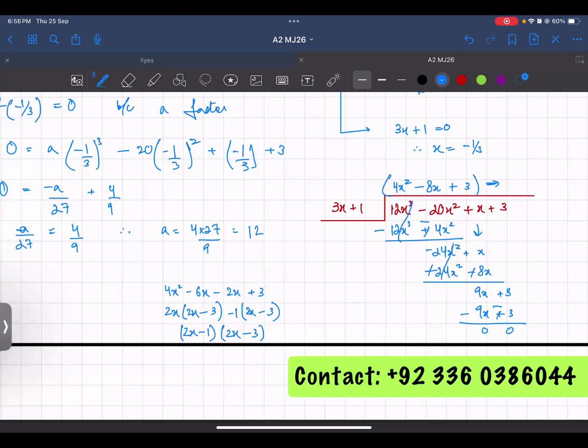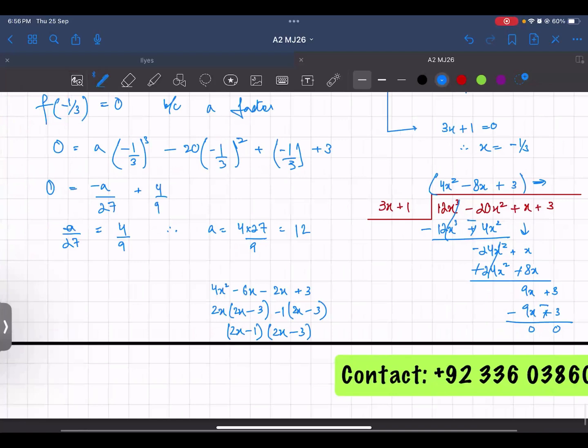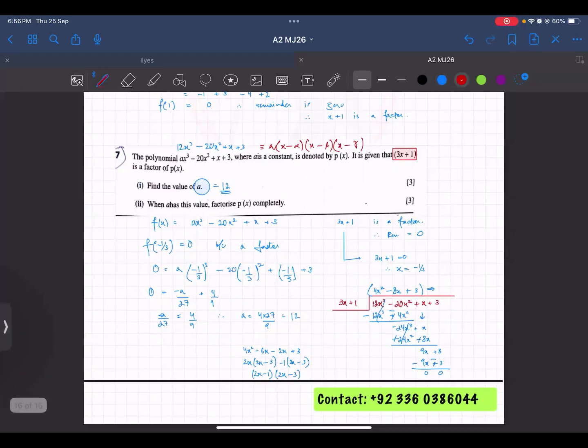Okay. Okay, yes. So this means now that the three factors are what? You found the first factor, they had already given it to you. It was 3x plus 1. And the other two factors you got after factorizing the quotient. So 2x minus 1 and 2x minus 3. Okay, this is the answer to your third part.